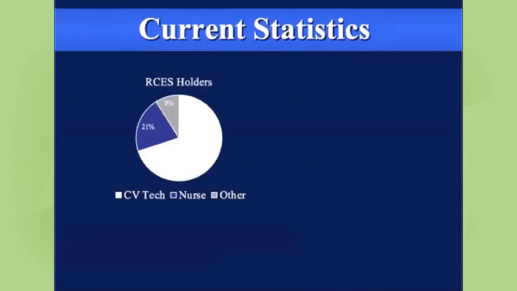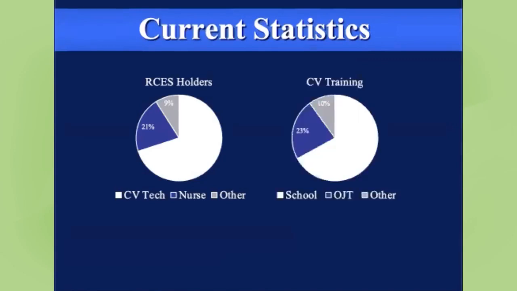So currently on the left side, we have self-reported professions of RCES holders. 69 report as being a CBT, while 21 report as being a nurse. On the right, we have a graph that shows 67% of respondents report getting their cardiovascular training from a school, while almost a quarter received on-the-job training. This demonstrates, to me, not only a need for more schools, but perhaps more importantly, the need for more onboarding and orientation.